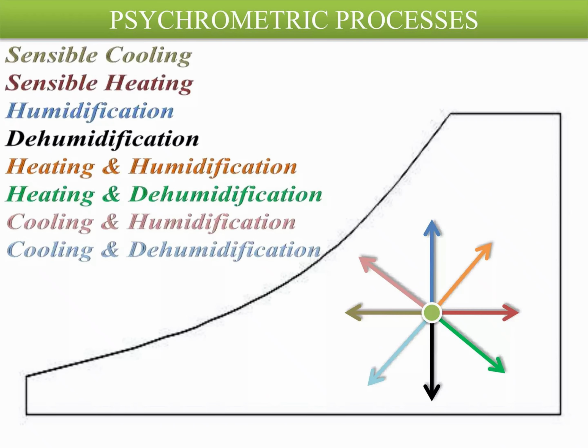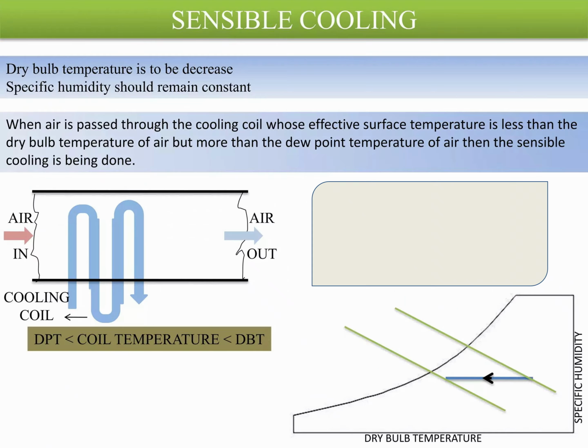So now you can easily understand, this means humidification, this means heating, this means drying, this means cooling. That is humidification and cooling, that is humidification and heating, that is heating and drying, or heating and dehumidification, and that is cooling and dehumidification. So you can easily understand this figure according to the color. Now it's important to learn different terms.